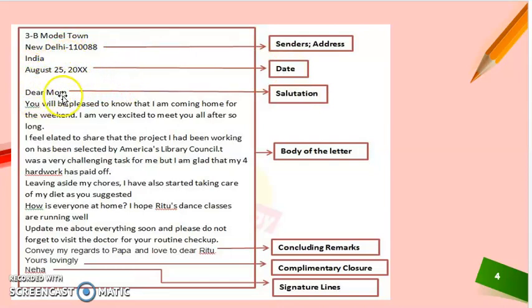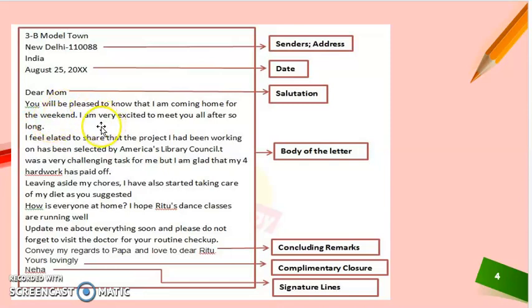Then dear mom, salutation. If you're writing to a friend, you will write dear and the friend's name. Then you can see this part is the body of the letter. Over here you will see she has directly gone to the topic and she has written, you will be pleased to know that I am coming home for the weekend. I am very excited to meet you all after so long. So looks like she may be staying in a hostel, or maybe she's staying with someone and she's coming home.